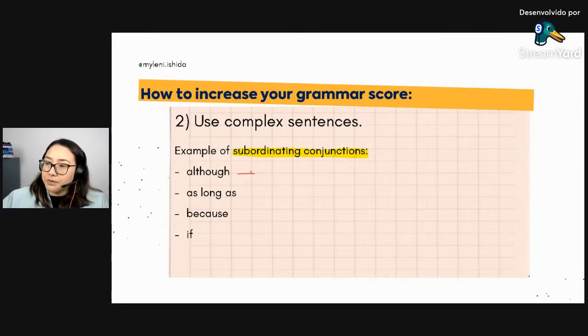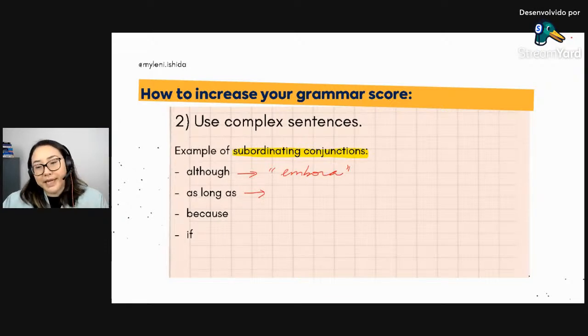So, although, it means embora, right? As long as. Do you remember Backstreet Boys? The teacher is really old, okay? So maybe you don't remember Backstreet Boys. They have that song, As Long As You Love Me. As long as, it means contanto que.